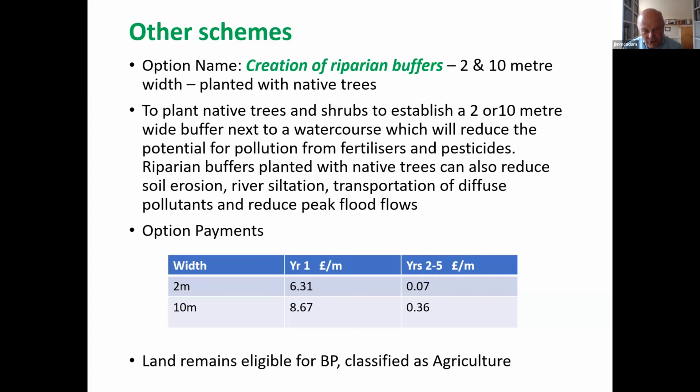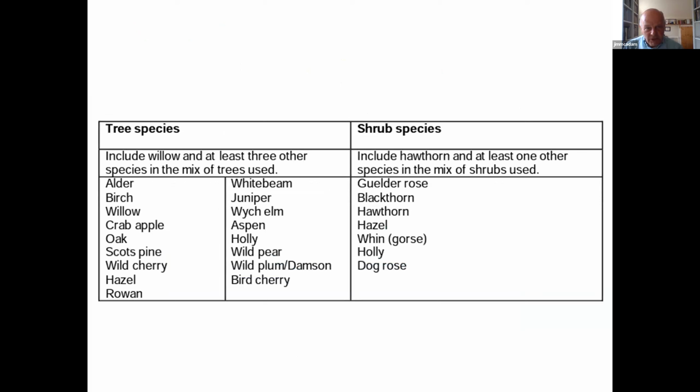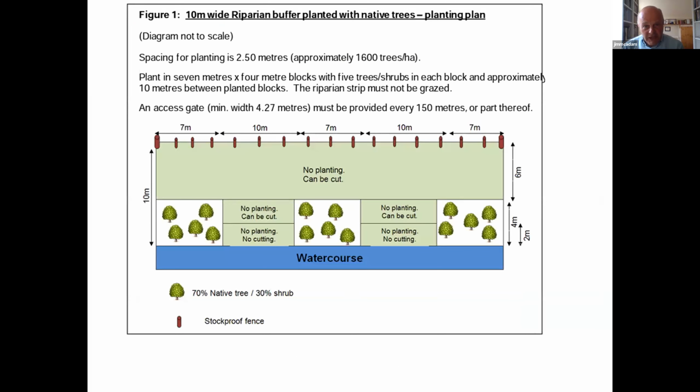Previously, that would have been taken out of your basic payment land once you'd fenced it off from agriculture and planted trees in it. Now it remains eligible. All the land area remains eligible for basic payment and still classed as agriculture. And the list of tree and shrub species, they're all natives, and there's a broad range there you can pick from.